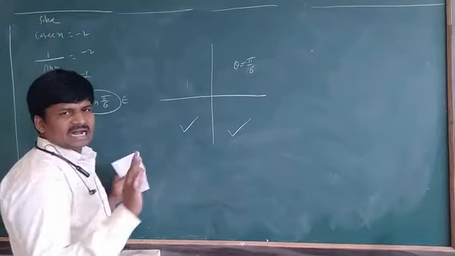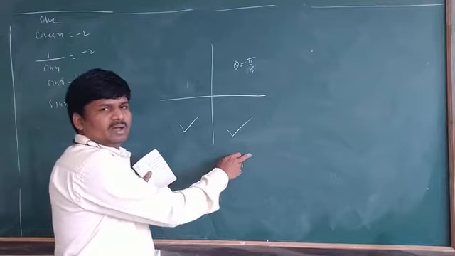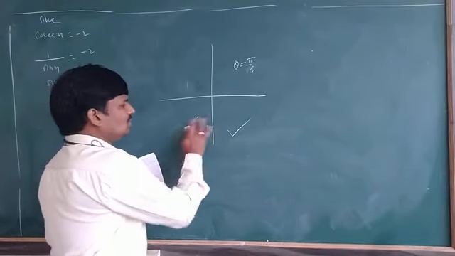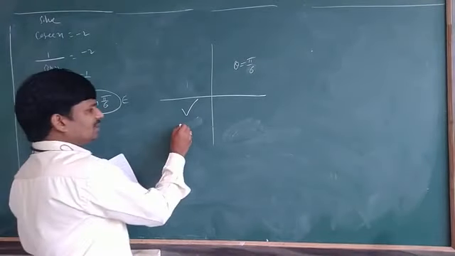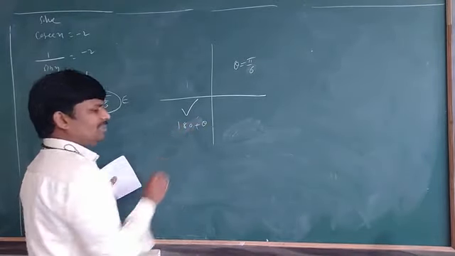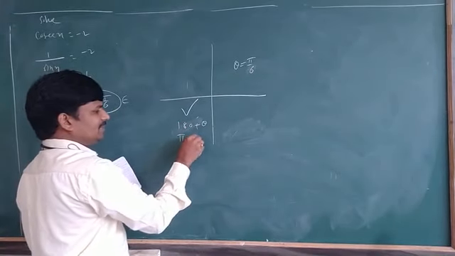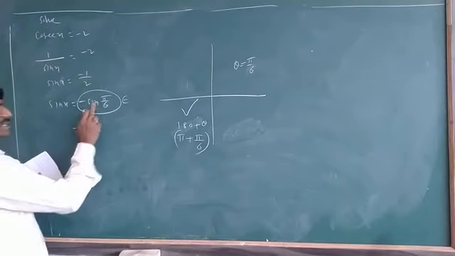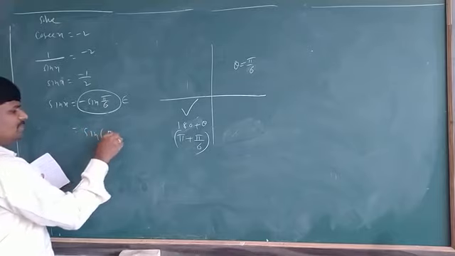But here we are not finding two principal solutions. To find general solutions, you have to find only one principal solution. So we take only one here. In the third quadrant, what is the angle? It is pi plus theta, where theta is pi by 6. So in the place of minus sin pi by 6, what am I getting here? Sin of pi plus pi by 6.